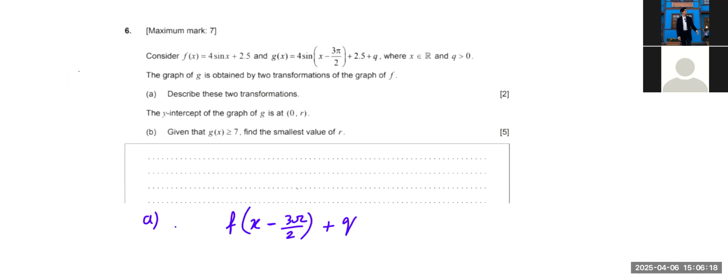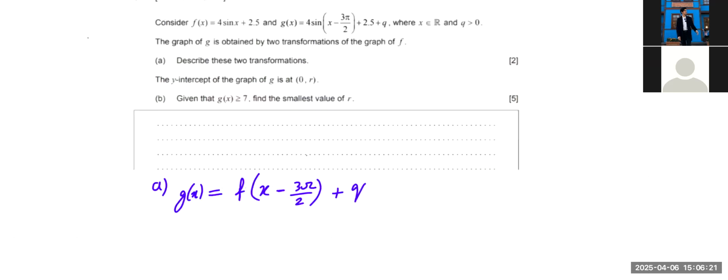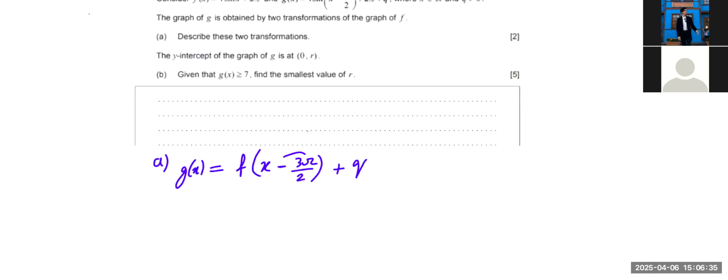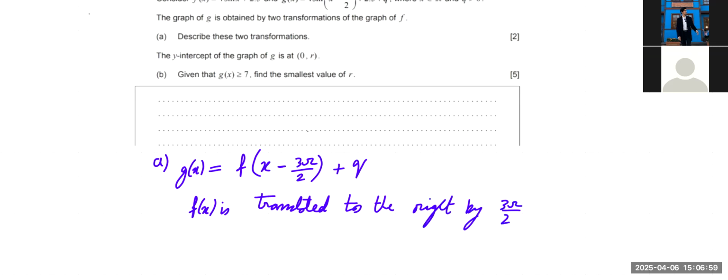The question though is, what are the transformations? So do you know what this guy does? Subtracting 3 pi over 2 from x, what does that do to the graph? Does it move it to the left? Moves it to the right because in horizontal transformations, it's opposites. So basically f of x is translated to the right by 3 pi over 2 units, and that's one thing.